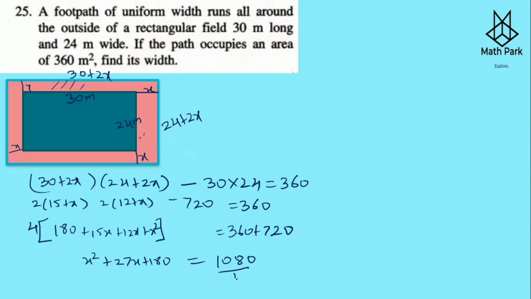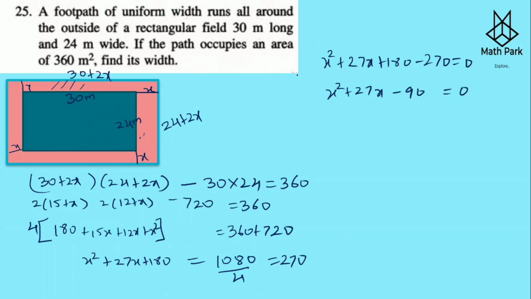is equal to 1080. This 4 we will shift over here, so 1080 divided by 4 we get as 270. So this equation further becomes x square plus 27x plus 180 minus 270 is equal to 0. So 270 minus 180, we get this as 90. So we get x square plus 27x minus 90 is equal to 0.